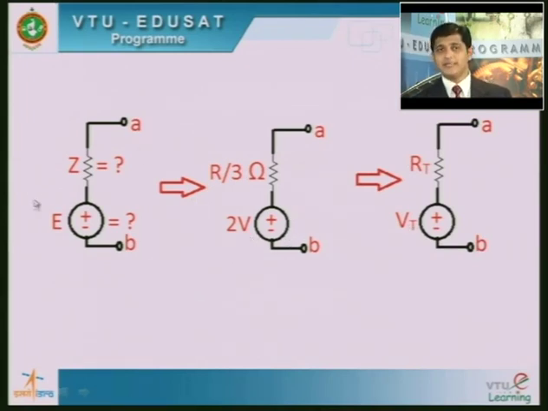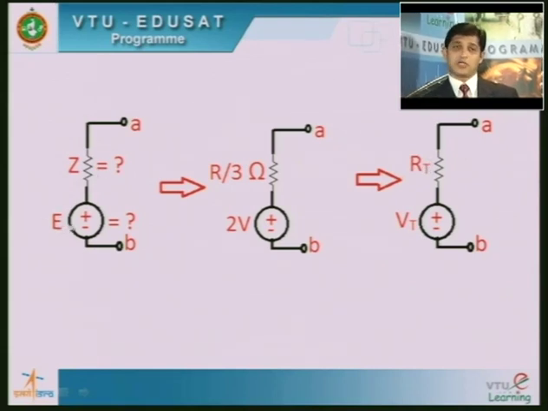This is what we do in Millman's. This is what we do in Thevenin's. That means the Thevenin's impedance is actually the equivalent impedance that you obtain in Millman's, and the EMF that you are talking about is actually the Thevenin's voltage. Fine. So this is the conclusion that we can draw. This is one piece of information that we can extract from this.